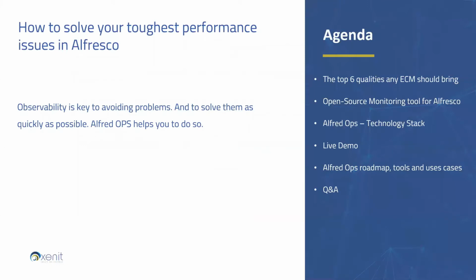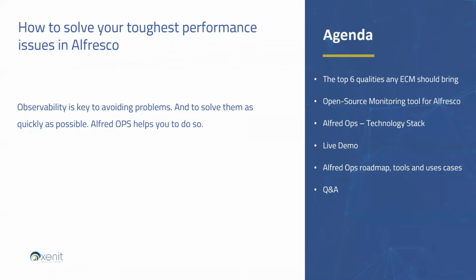The title of today is how to solve your toughest performance issues in Alfresco. And of course, ops and observability plays a role. And there's a short and a long answer to this question. I think the short answer is by avoiding them. And the long answer is, what do you have to do to avoid those toughest performance issues?